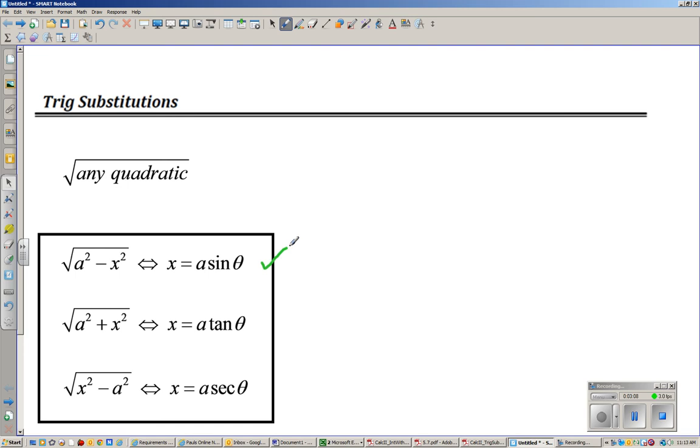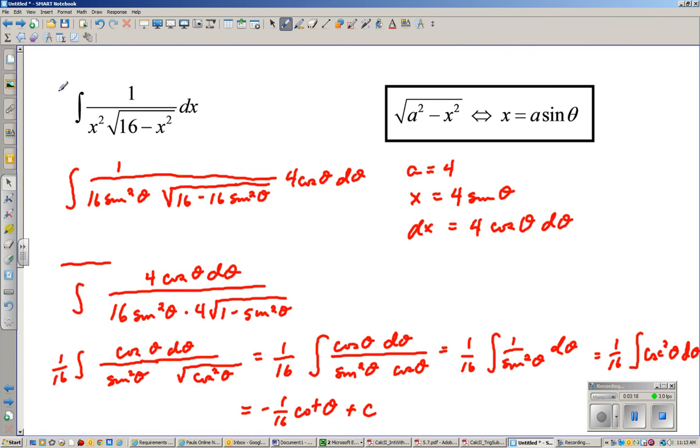We'll look at a problem that has a radical sign with an a squared minus x squared underneath. So here is the issue. We've got a quadratic under a radical sign. It's of that form, a squared minus x squared. And what I've done off to the side here is I've said, well, let's consider the fact that in this problem, a squared is 16, so therefore a is 4.